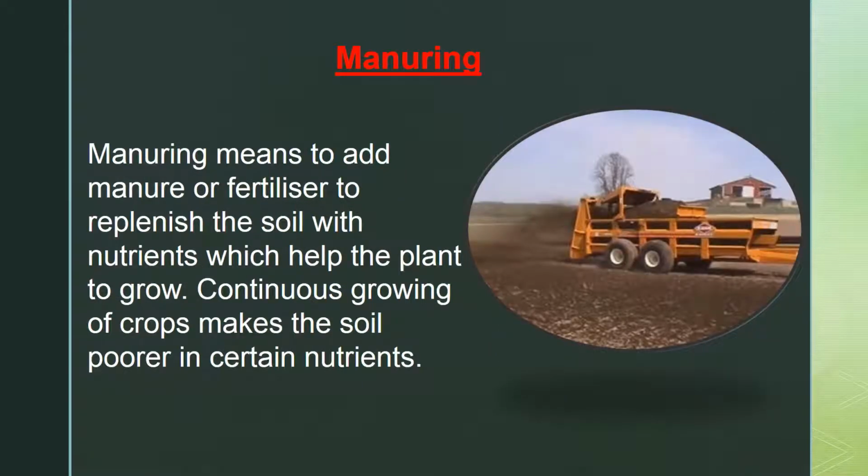So the next stage is manuring. In this stage, actually we put the manure, in Hindi we also call it khad, or fertilizers, into the soil. As we grow various kinds of crops in the soil, the nutrients in the soil get depleted and we have to increase the fertility by adding such kind of manure.